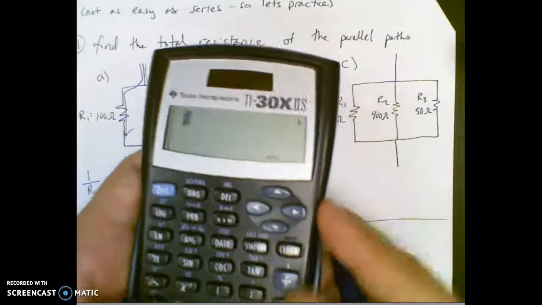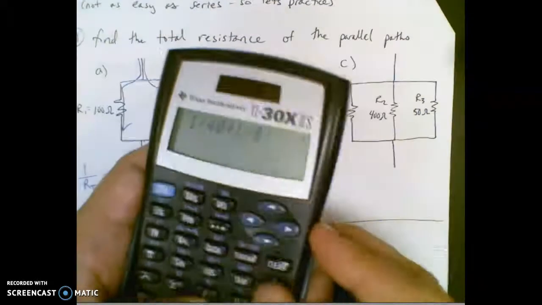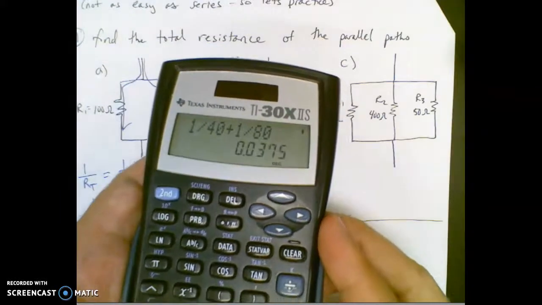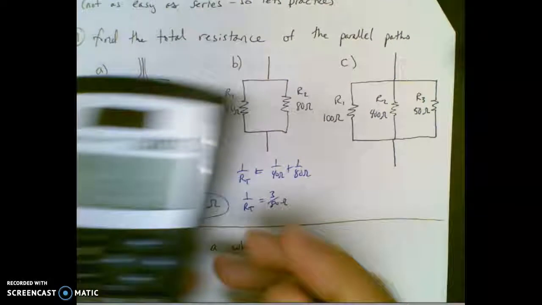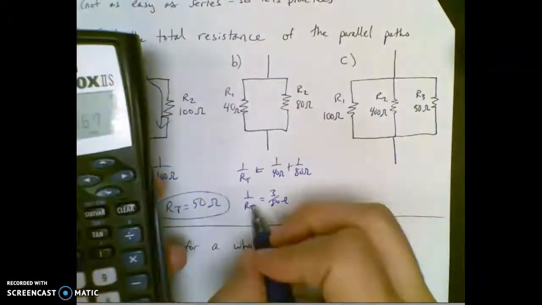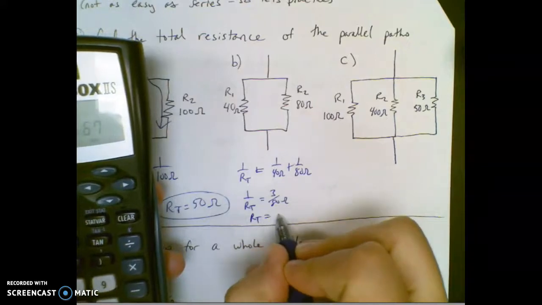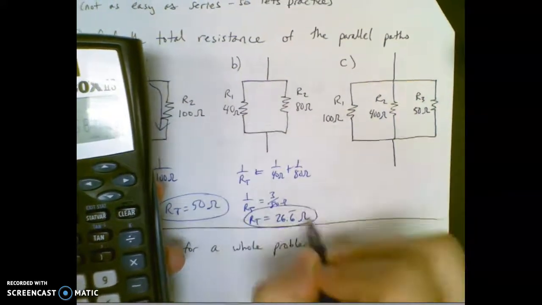1 over 40 plus 1 over 80 equals, I think that's 3 over 80. And then you inverse it and get your answer of 26.6 repeating. RT equals 26.6 repeating ohms. Okay, which is weird.